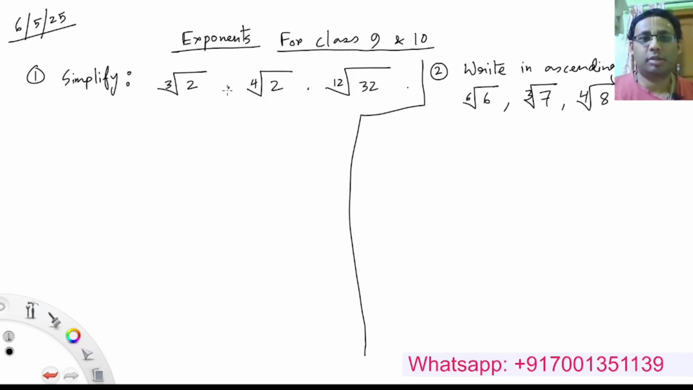So here the first question is for simplification. So now, just dot means product. So now see how to solve this thing.